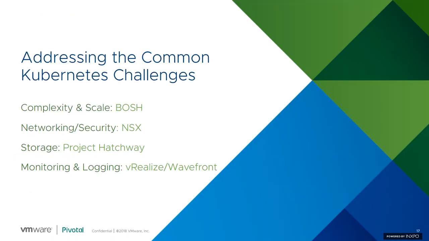Okay, so I don't like to just make a claim about fixing the actual top challenges of Kubernetes. I want to actually show you or demonstrate to you how it's done. So the complexity and scale discussion, that's handled with a technology called BOSH. Networking and security is NSX. Storage is something called Project Hatchway from VMware, and that's about using traditional data stores in the container world. And then monitoring and logging with vRealize and Wavefront.